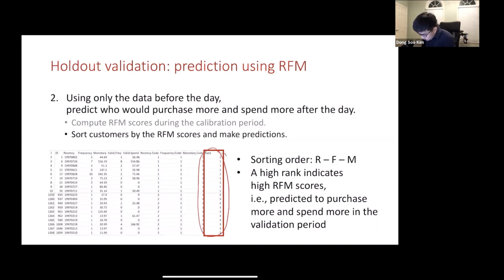So rank 1 means the best scores, that is, customers in this rank have recency code 1, frequency code 1, and monetary value code 1. Here, you can find that customers with recency code 2, frequency code 1, and monetary value code 1 are classified into rank 3. So, the customers in a higher rank are predicted to purchase more and spend more than those in a low rank.